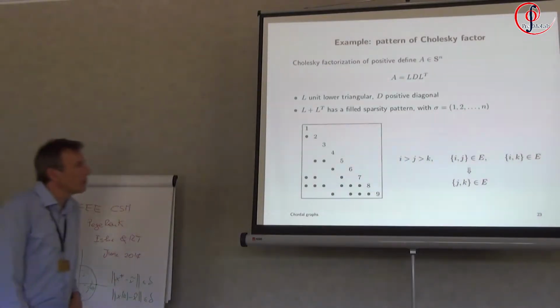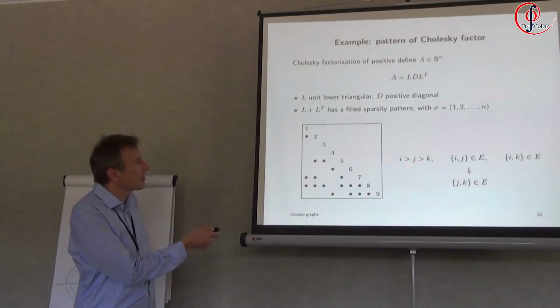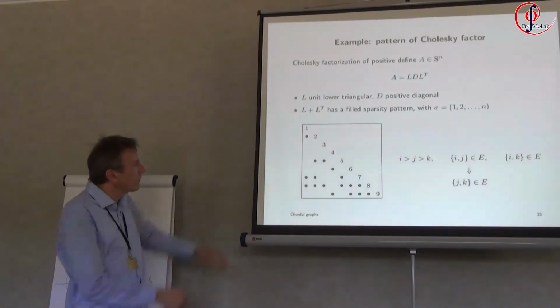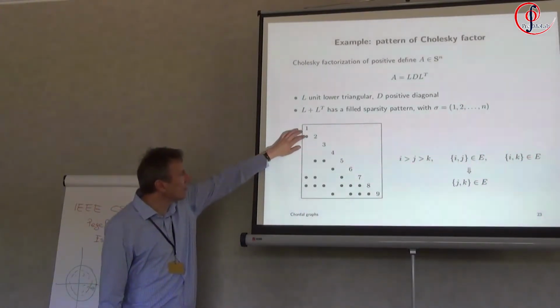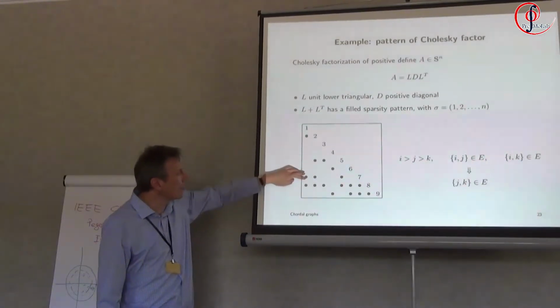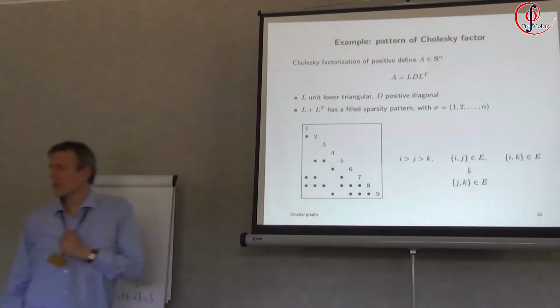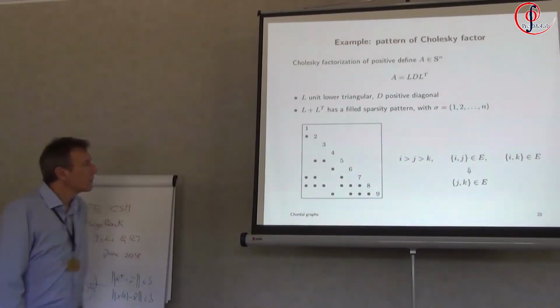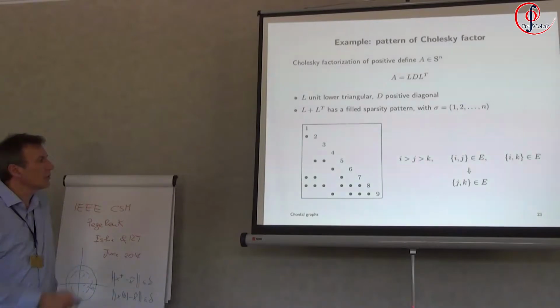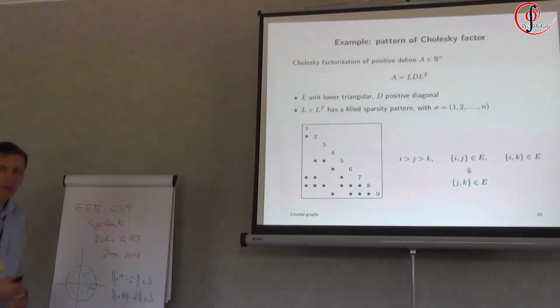So you must have a property that if in a certain column I, you have entries in 2 positions, 2 rows G and K, then G and K must also be non-zero. So the sparsity pattern is not just any lower triangular sparsity pattern, it has to have this filled or monotone transitive property if it's a Cholesky factor of a sparse matrix.